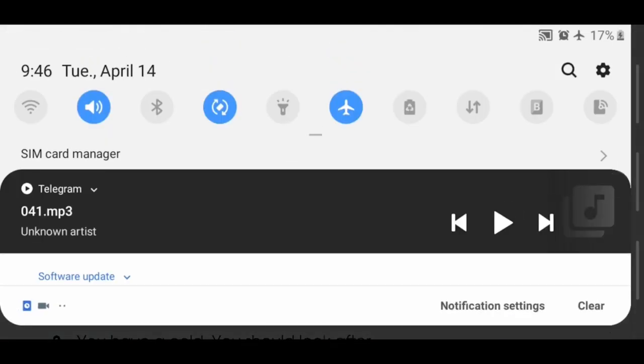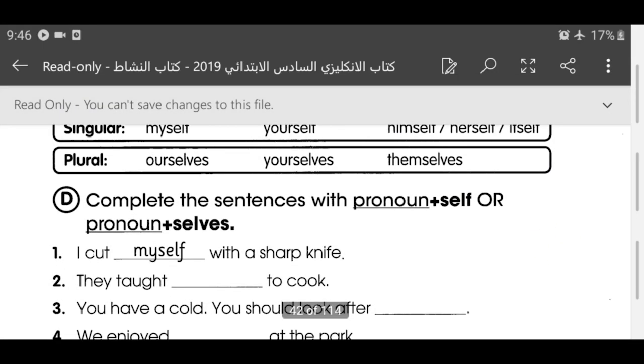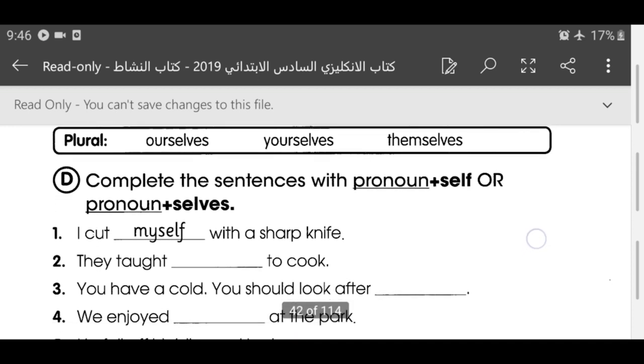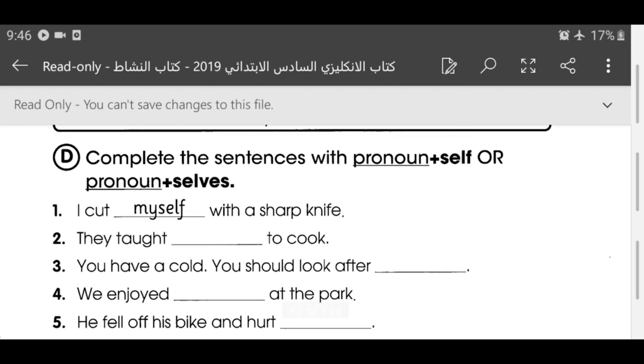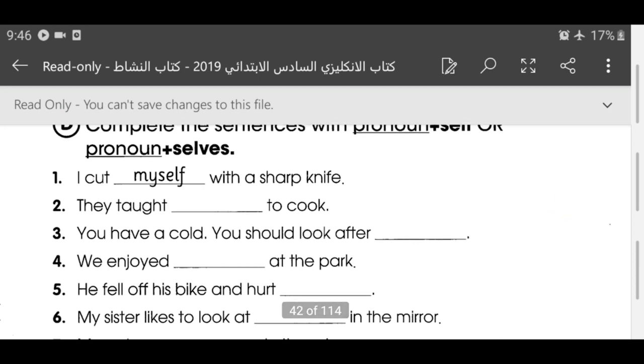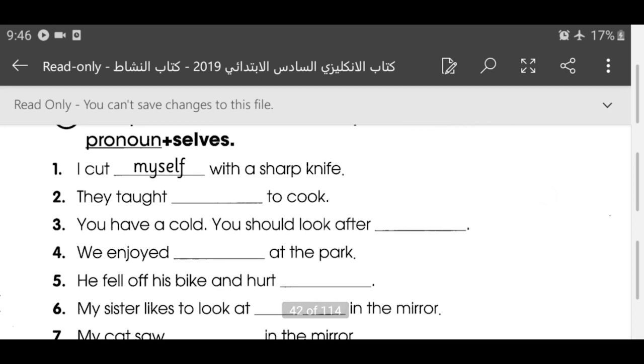D. Complete the sentences with the pronoun plus self or pronoun plus selves. Here we have an exercise on this topic, the reflexive pronoun. 1. I cut myself with the sharp knife. 2. They taught themselves to cook.